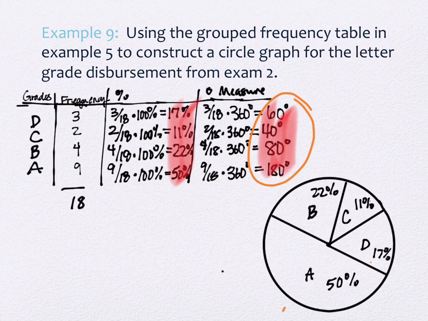There's one more thing that this graph needs. A title. It does. And you're probably sick of this title by now, but this is the grades on a second exam. All right, any questions about the protractor? All right.